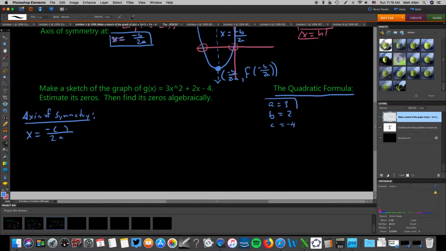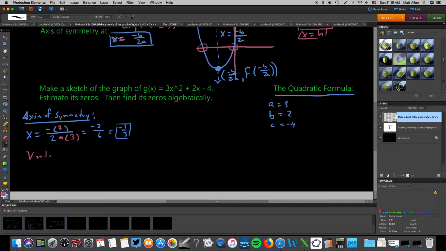I'm going to make a little box over here. So if we do opposite our b value over 2 times our a value, and I have to erase this here, I meant to put parentheses. We get 2 inside these parentheses, and then a is 3. And so what this comes out to be is negative 2 over 2 times 3, which is 6, which is negative 1/3 here. And so that means negative 1/3 is our x value of our vertex.